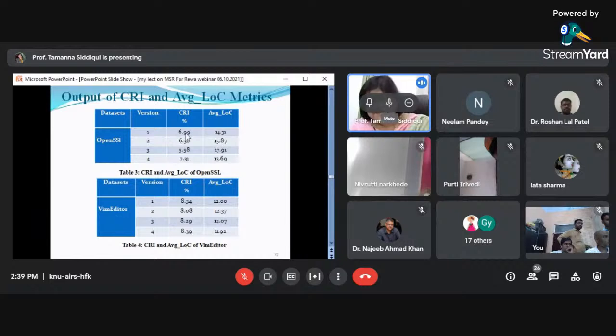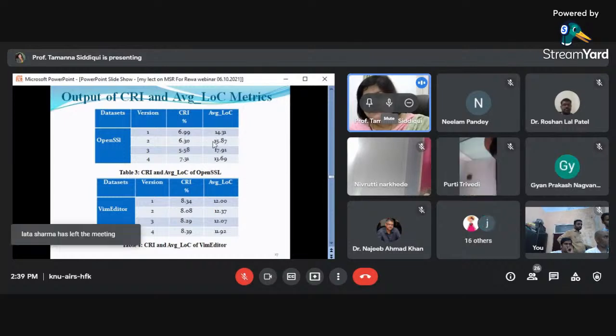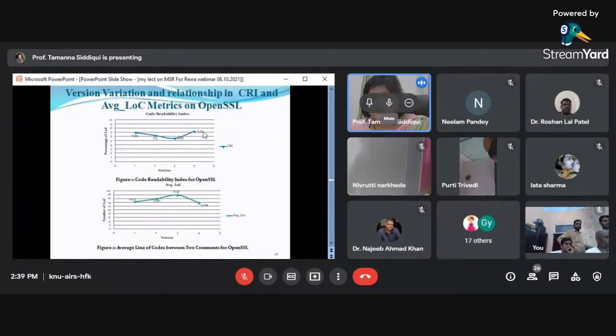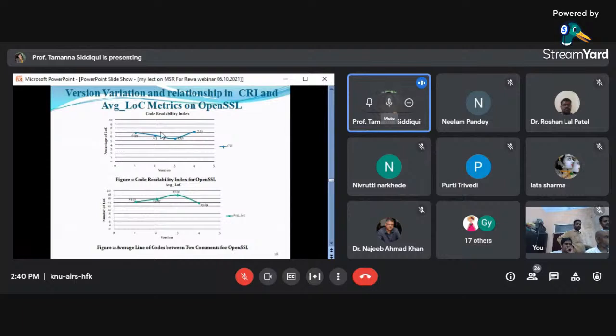Now you can see here, CRI is less, then average LOC is high. You can see it in the figure everywhere. CRI is less, then average LOC is high. Here also, CRI is less, then average LOC is high. This is through the graph. When the CRI decreases, the average LOC required increases.